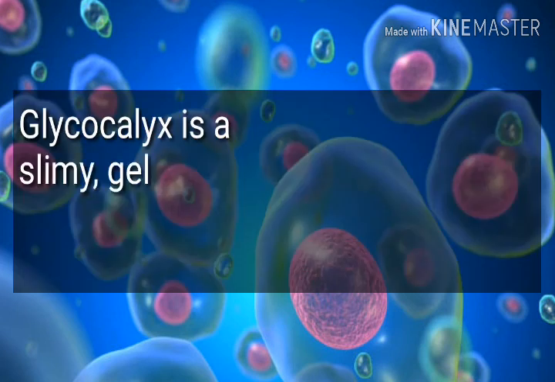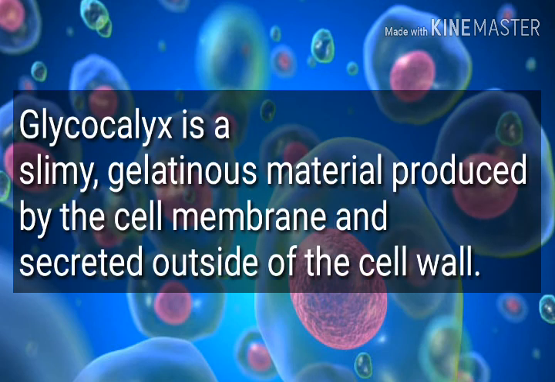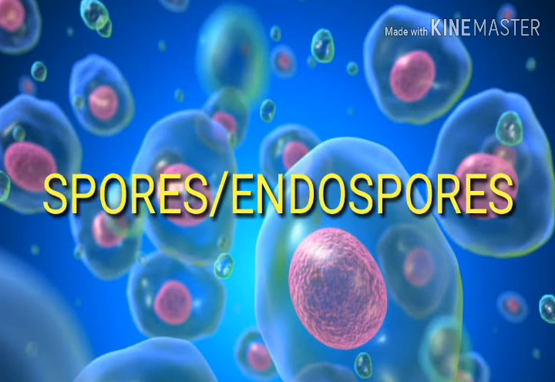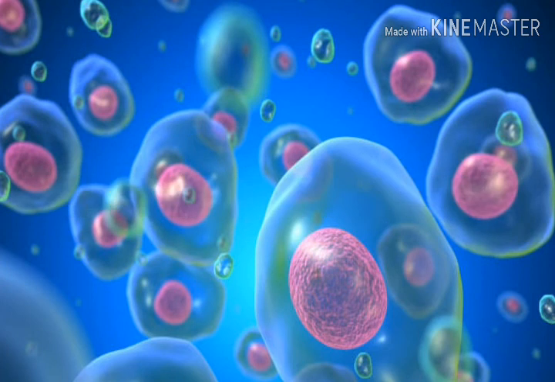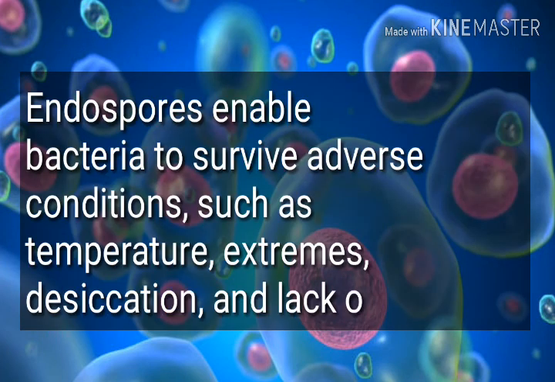Glycocalyx. Glycocalyx is a slimy gelatinous material produced by the cell membrane and secreted outside of the cell wall. Spores or endospores. Endospores enable bacteria to survive adverse conditions such as temperature extremes, desiccation, and lack of nutrients.